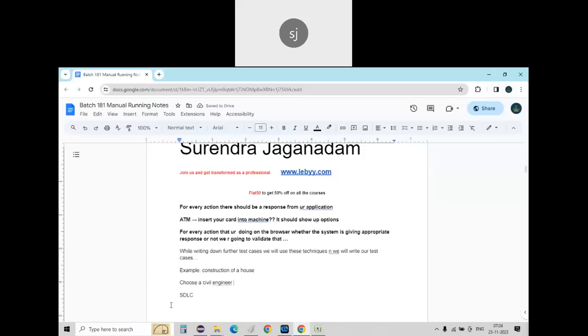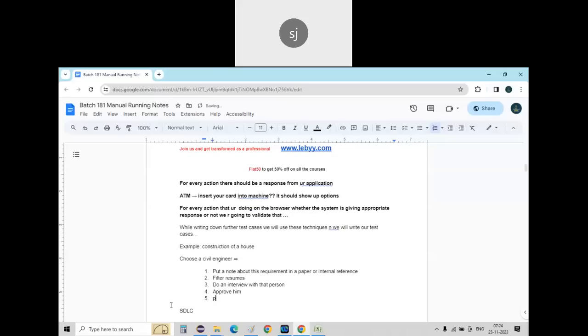How will we be choosing the civil engineer? This is high-level terminology, but internally, what are you doing in order to choose a civil engineer? Put a note about this requirement on paper or in internal references. Filter resumes. I'm just giving a random example, guys. Filter resumes, and after that, do an interview with that person and then approve him.